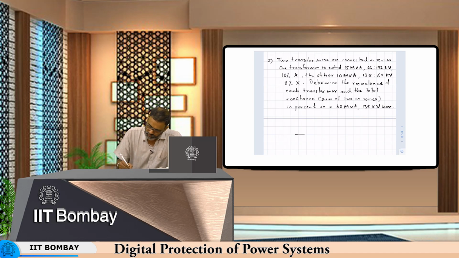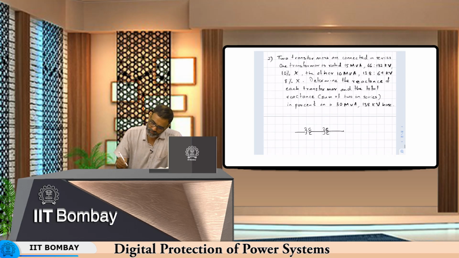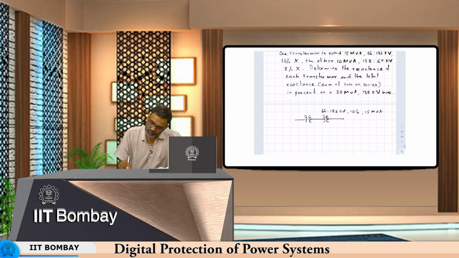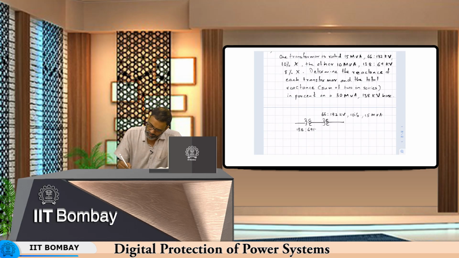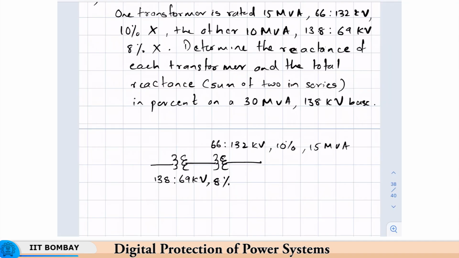Okay. So, we will just draw a quick network. These are two transformers in series, okay. And what is the first one? 66 to 1, we will draw this as 66:132 kV, and what is it? 10% and 15 MVA. Well, this transformer here is 13.8 on the LV side, 69 on the HV side, and 8%. Okay. And now our problem is to find the reactances on a new base, 138 kV and 30 MVA.